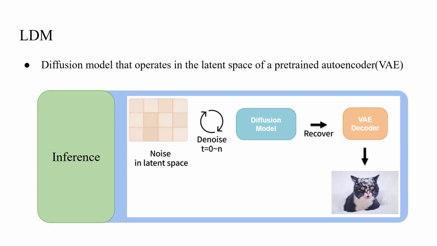During inference, LDM starts from random noise in latent space. The diffusion model gradually denoises this latent noise step by step, just as DDPM. After the denoising process is finished, we get a clean latent representation. Then the VAE decoder converts this latent representation back into image space. So the full inference process starts from random latent noise, denoises it using the diffusion model, recovers the clean latent feature, and finally decodes it into an image. This is the basic idea behind latent diffusion.